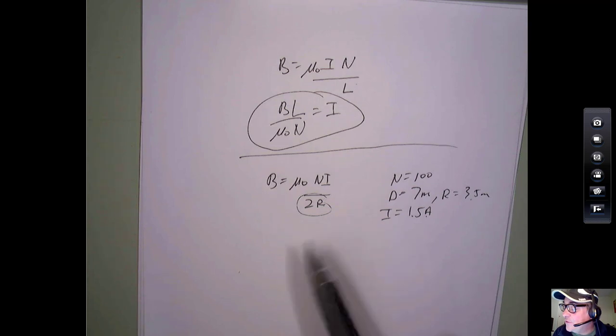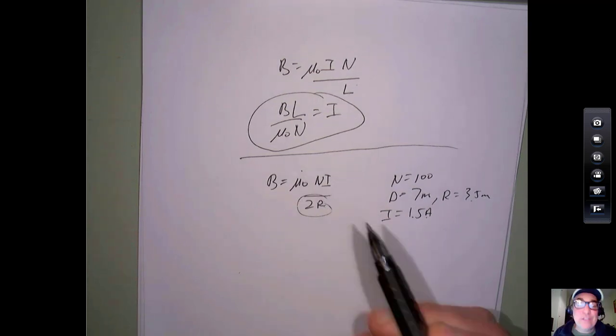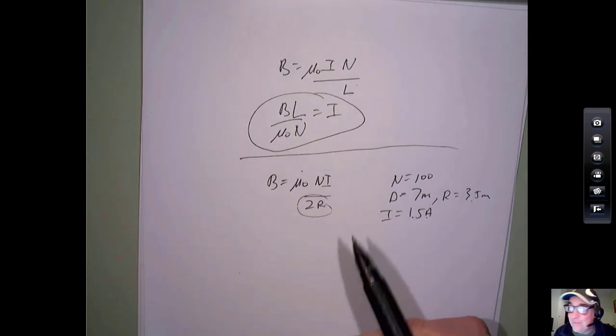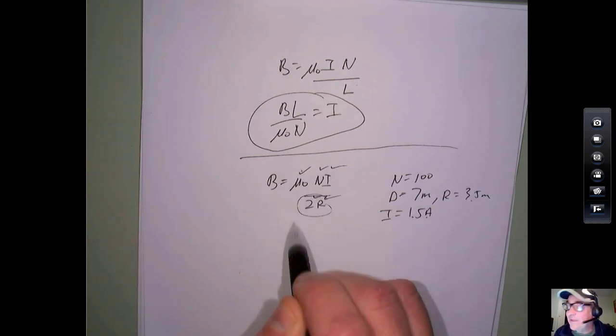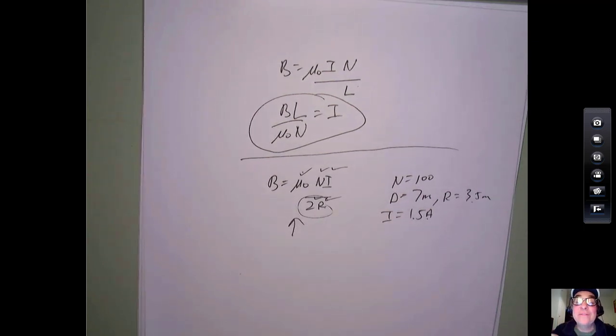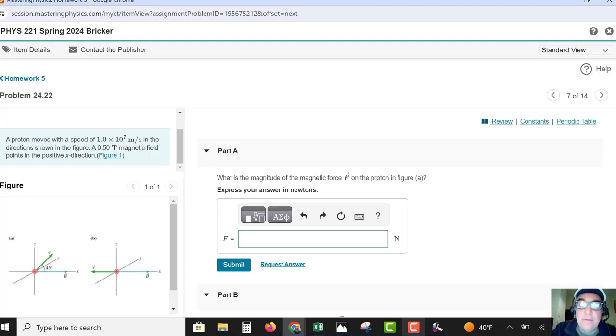So this is kind of a straightforward one where they're asking for B. You have a formula for B. Just put it all together and solve for the magnetic field strength, and then see how that compares to the Earth's magnetic field strength. Let's look at the next one.